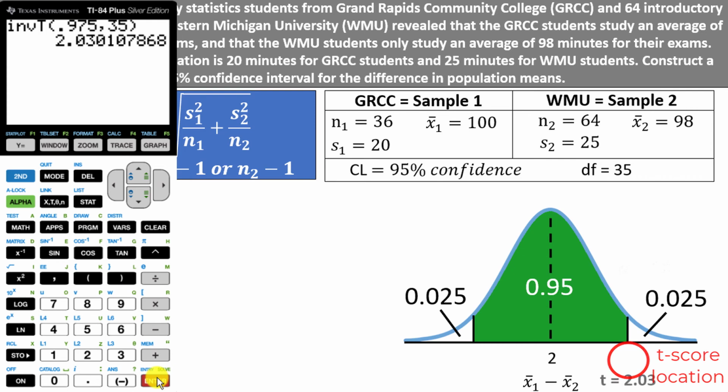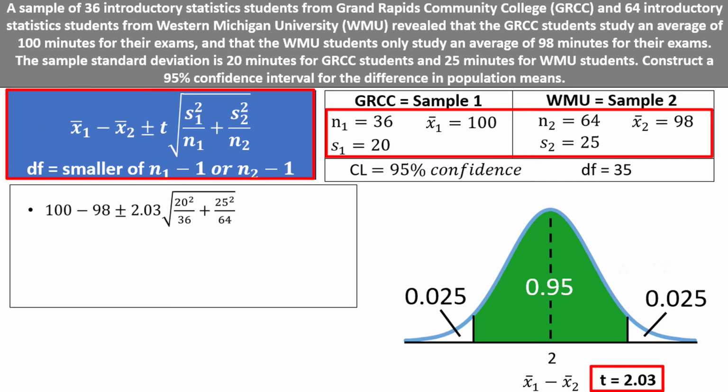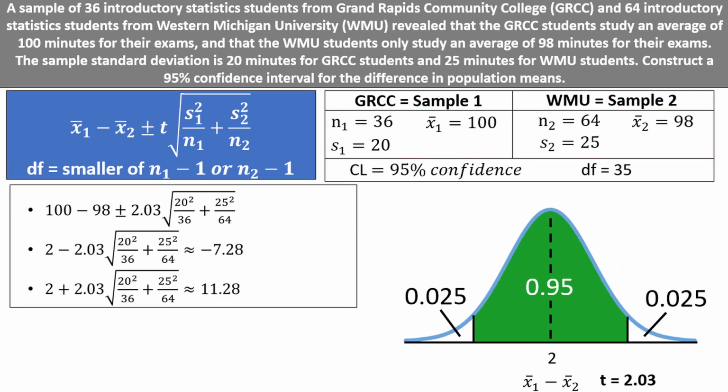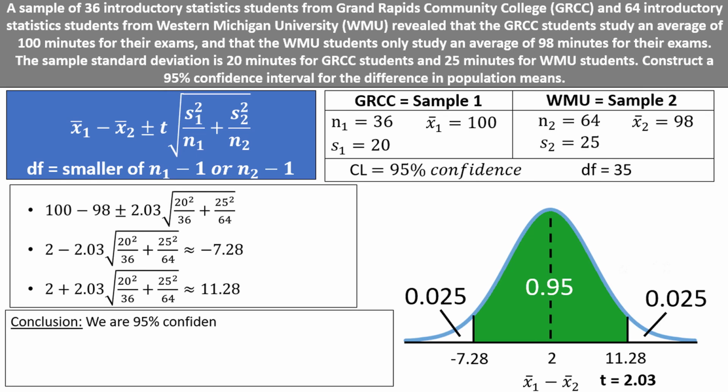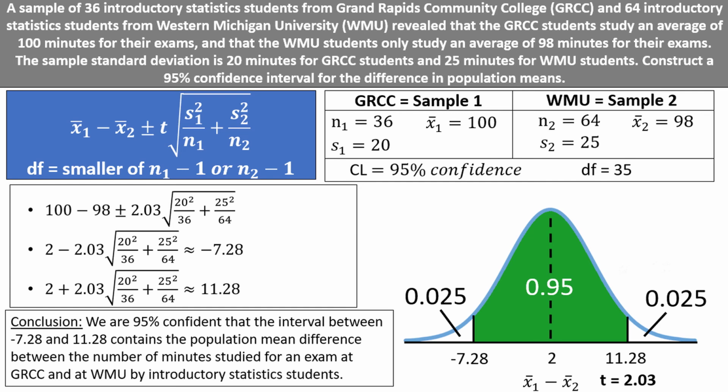The t-score is 2.03. Plugging into the formula, we have 100 minus 98 plus or minus 2.03 times the square root of 20 squared over 36 plus 25 squared over 64. This simplifies to about negative 7.28 and 11.28, which are the lower and upper bounds on our graph. We are 95% confident that the interval between negative 7.28 and 11.28 contains the population mean difference between the number of minutes studied for an exam at GRCC and WMU by introductory statistics students.